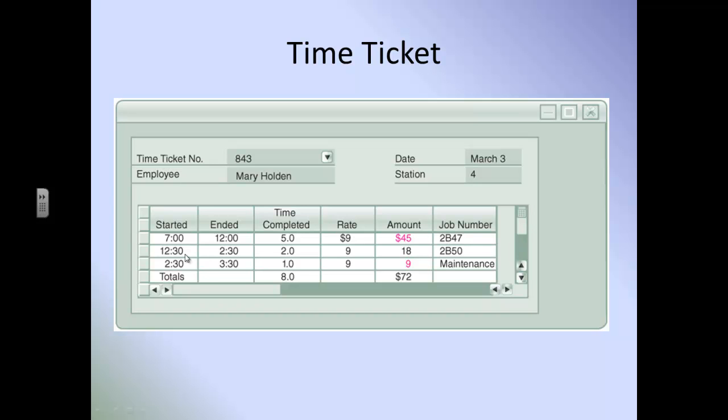At 12:30, they scanned back in and worked until 2:30. That's 2 hours at a rate of $9 an hour, $18 applied to a different job. And then from 2:30 to 3:30, there was 1 hour that was going to be assigned to general maintenance. Since this does not go to a specific job, this will end up as indirect labor, which will end up in manufacturing overhead.